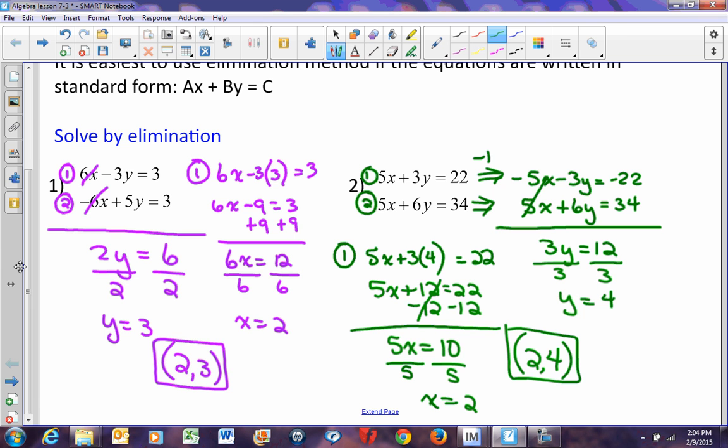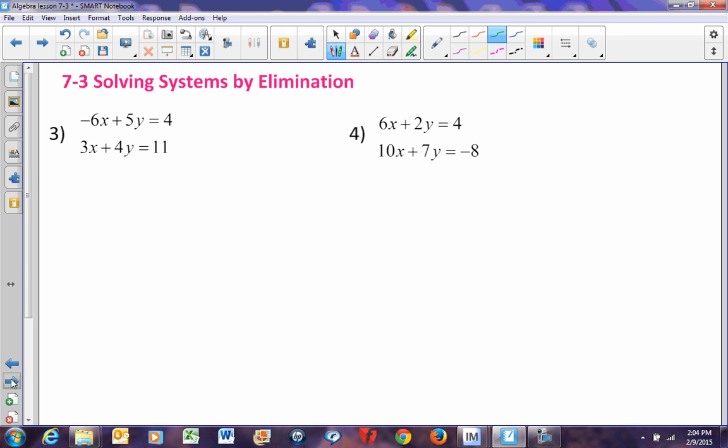Now sometimes you get equations where you can't just multiply by a negative. If I look at my third problem here, I have two equations, equation 1 and equation 2. I can eliminate either x or y. It doesn't matter which variable I choose to eliminate. In this instance, I think it will be a little easier to eliminate x, because 3x and negative 6x have a common multiple of 6.